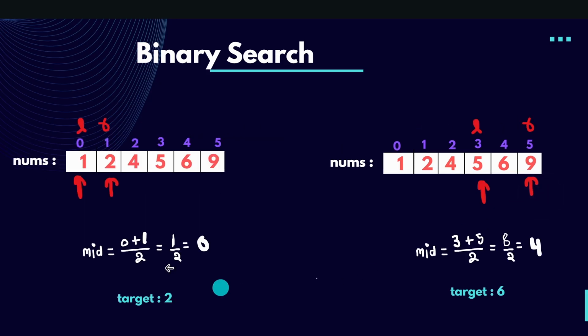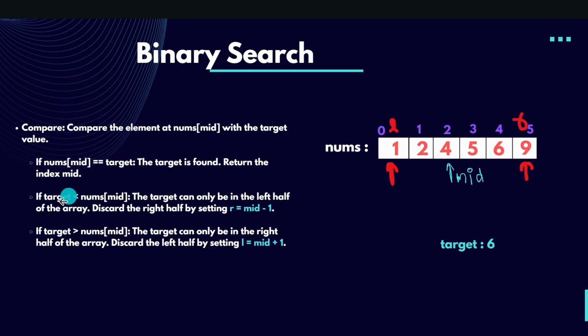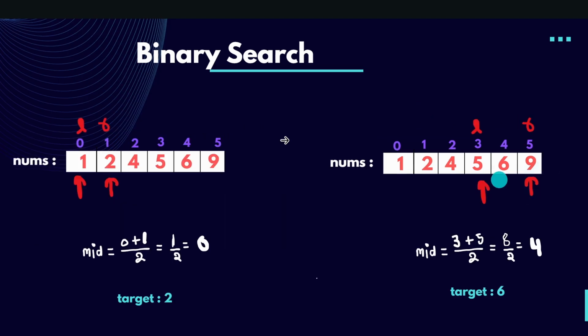For more understanding, I am taking the target as 2 and the target as 6 as well. If you take the target as 2, or if the target is less than that, you are going to assign right to mid minus 1. So if the target is 2, you are going to place this right pointer on the index 1. In this fashion, you move the right pointer here, and you discard all the stuff on the right side.